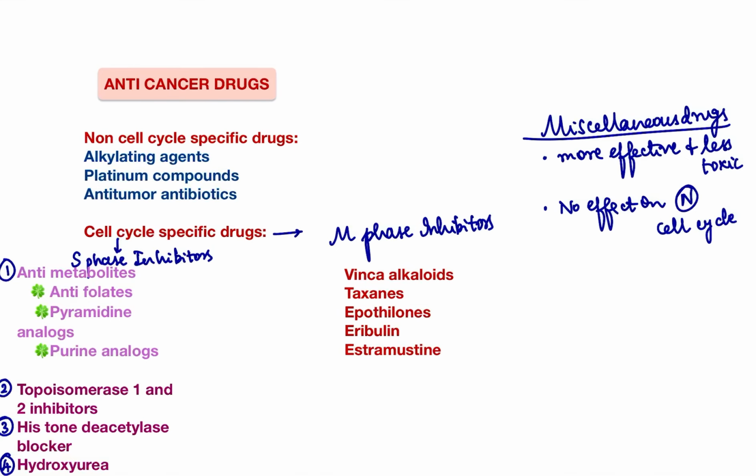So good morning. Let's learn about the various anti-cancer drugs. The first is non-cell cycle specific drugs, which includes alkylating agents, platinum compounds, and anti-tumor antibiotics. The next is cell cycle specific drugs, which can be either S-phase inhibitors or the M-phase inhibitors.